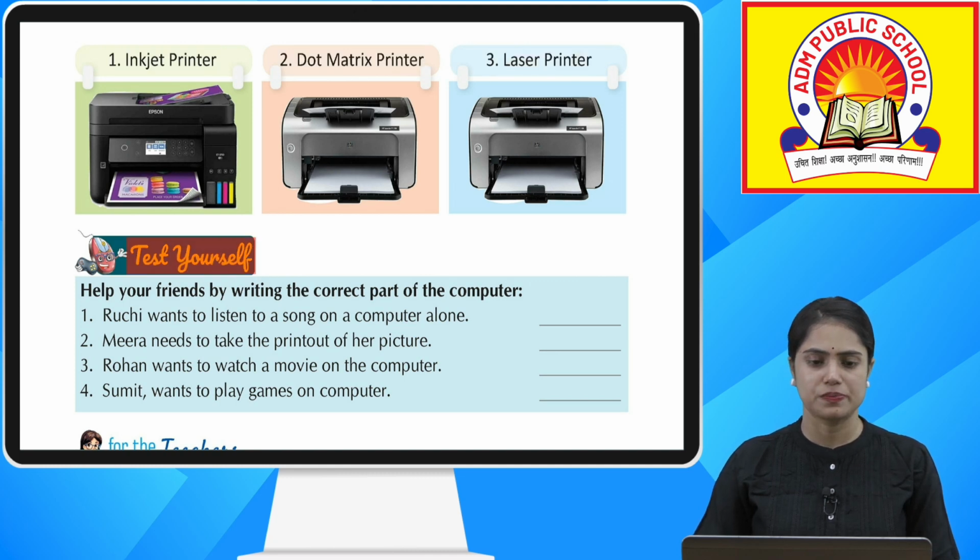Test yourself. Help your friends by writing the correct part of the computer. Ruchi wants to listen to a song on a computer alone. That is a music part. Meera needs to take the printout of her picture in printer. Rohan wants to watch a movie on the computer on monitor. Sumit wants to play games on computer in games store.